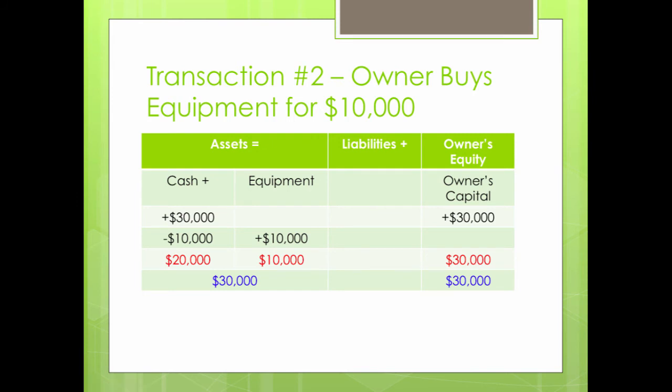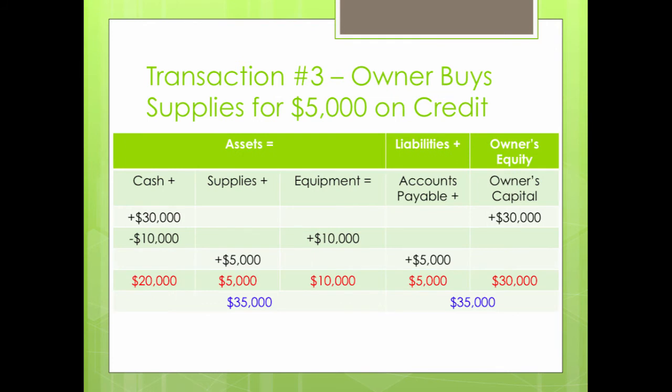And then what we need to do is make sure that assets equals liabilities plus owner's equity. Under assets, we have 20,000 plus 10,000, which gives you your blue total of 30,000. And the liabilities plus owner's equity is 0 plus 30,000. So we have a balance of 30,000. In this case, assets equals 30,000, equals liabilities plus owner's equity, which is another 30,000. So it's balanced and we're good to go. So make sure that at the end of each transaction, your equation still balances so that you are sure that you're on the right track.